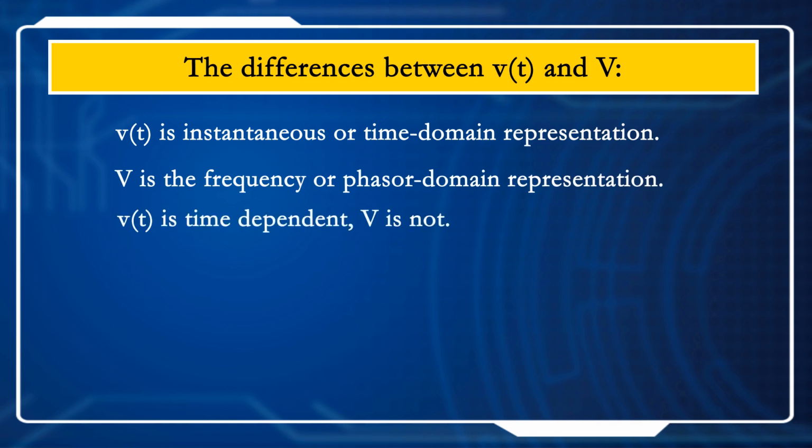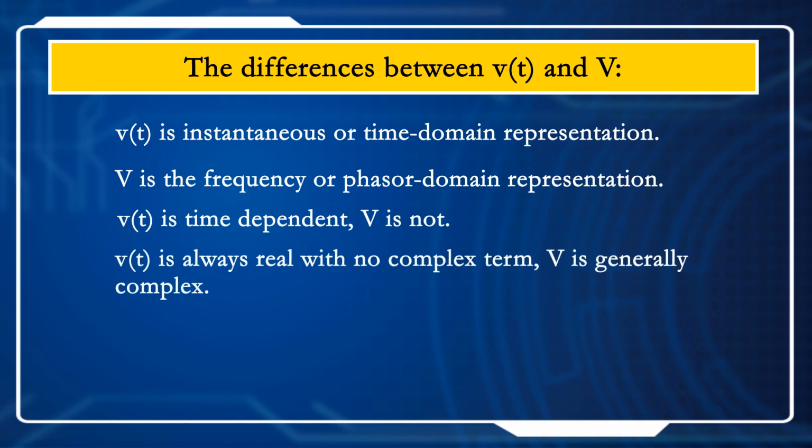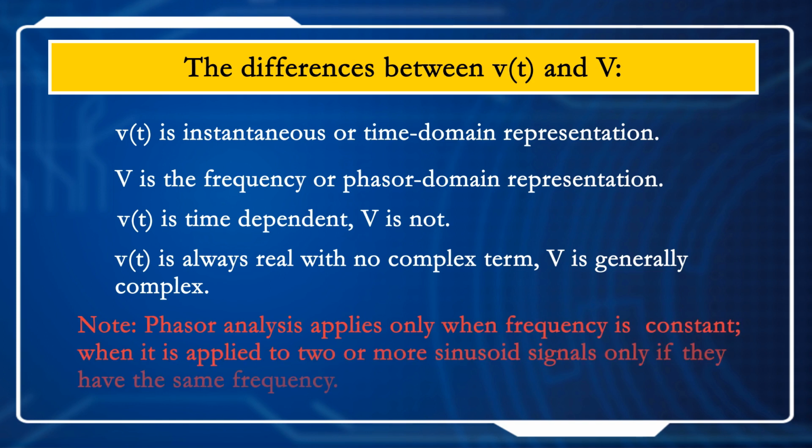v(t) is time dependent while phasor V is not. v(t) is always real, with no complex term. However, the phasor V is generally complex. You should notice that phasor analysis applies only when frequency is constant, and when it is applied to two or more sinusoid signals, only if they have the same frequency.